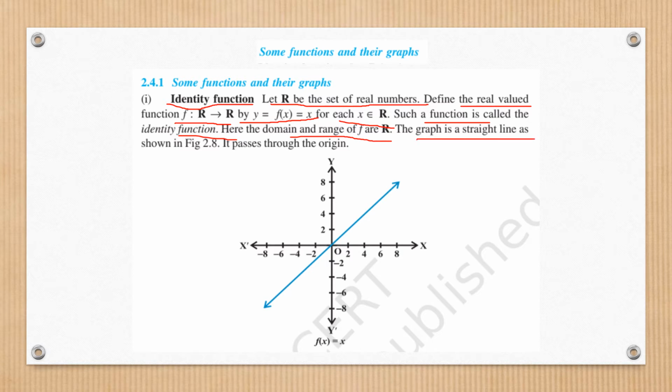And the graph is a straight line. It passes through the origin. You can see that (2, 2), (4, 4), (6, 6). If you plot these, along with (-2, -2), (-4, -4), (-6, -6), you get a straight line passing through the origin. So y equals x, or y equals f(x) equals x, is an identity function, right? Whose domain is R, range is R, and graph is a straight line passing through the origin.